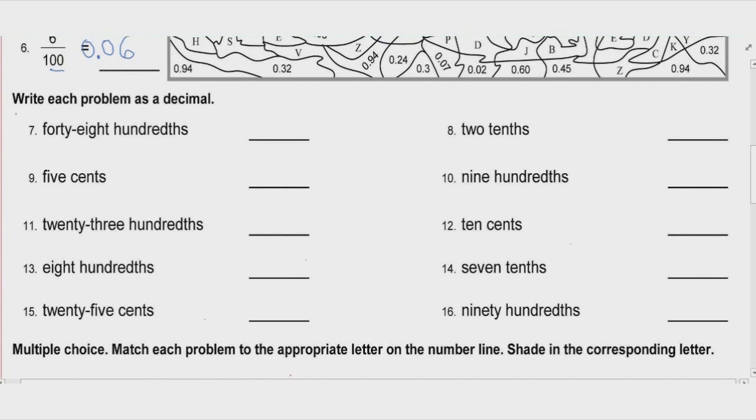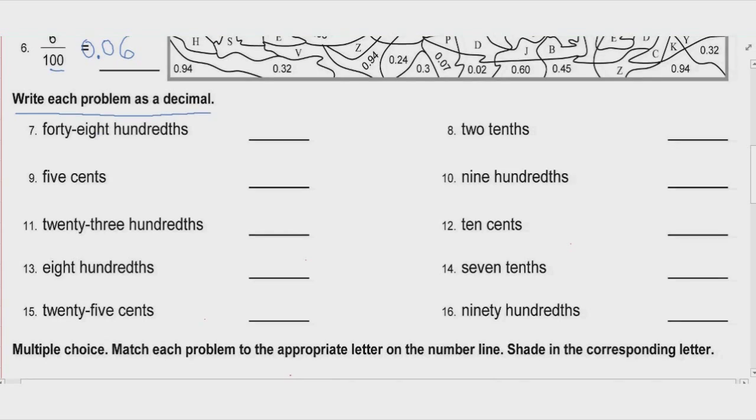Now, problems 7 through 16. The directions say write each problem as a decimal. So we're doing the same thing, but this time they're word problems. So we need to read the problem and then change it to a decimal. Now, some of you might be able to just read this really quick and say, I know the answer. I can write it down. Well, if you know it that fast, you don't have to listen to me. Just work on the worksheet on your own. If you need my help still, just pay attention.